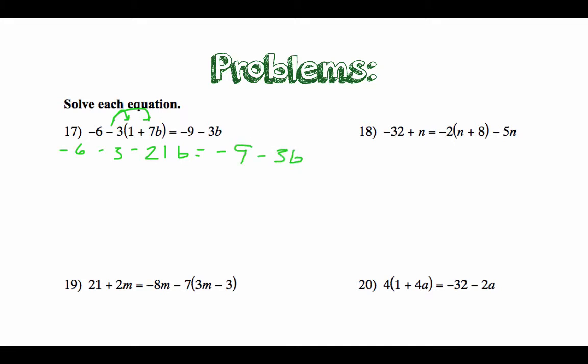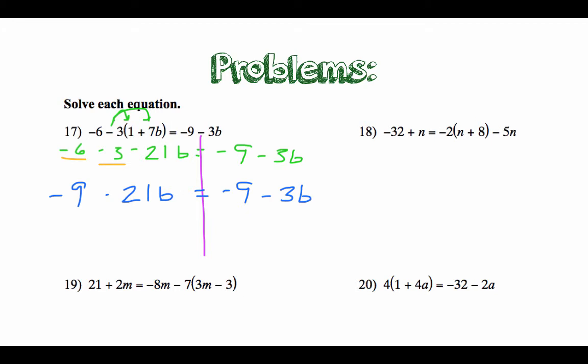Now I want to make sure that I combine like terms, and that's all I can do here, because you have to remember that there's an imaginary line right here. What I do on one side, I can't just do to the other side. So what I get is negative 6 minus 3 more is negative 9, minus 21b equals negative 9 minus 3b.